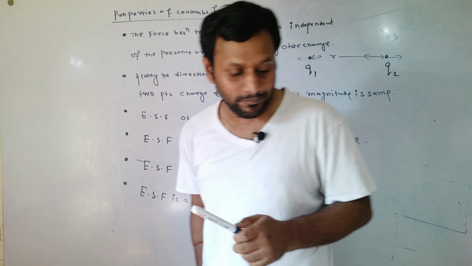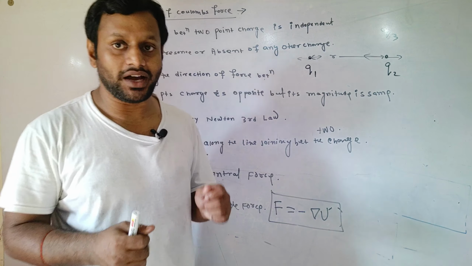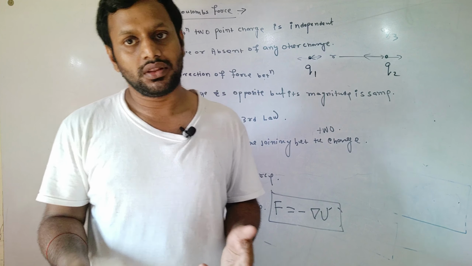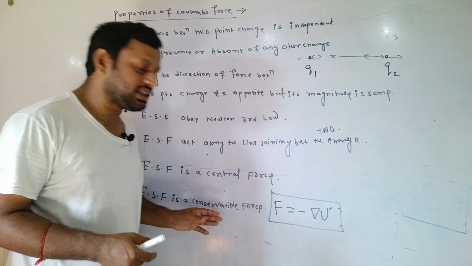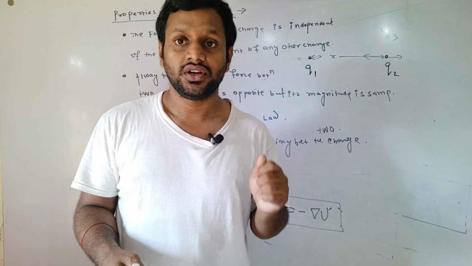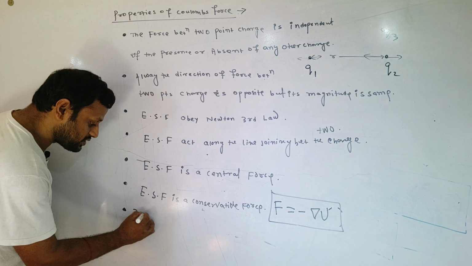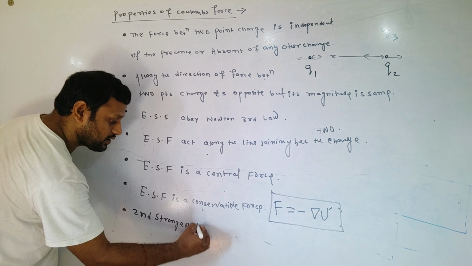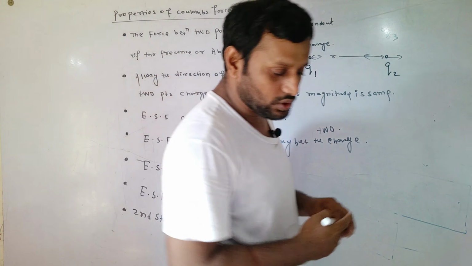Next point: you can say electrostatic force is the second strongest force. The first is the strong nuclear force. Next will be electrostatic force, then weak nuclear force, and at last gravitation. So make another point: electrostatic force is the second strongest force of nature.